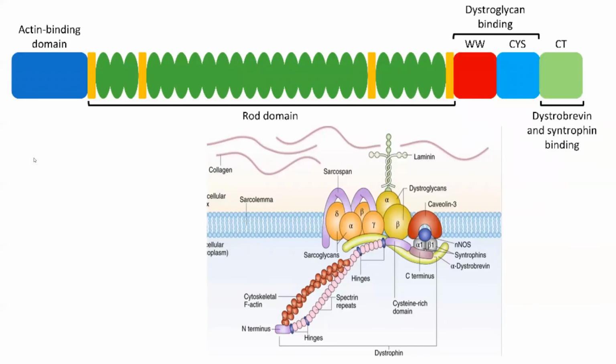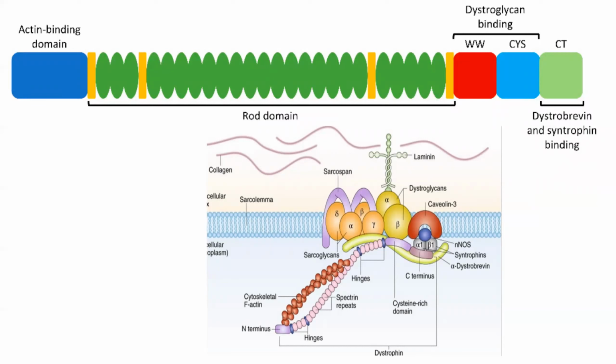So here, we're going to go over the top image first. It's going to be pretty much going over the domains for dystrophin. So the left side has the actin binding domain, and then we have the rod domain, the dystroglycan binding domain, and the dystrobrevin or CT domain. The actin binding domain is considered the N terminus. So the N terminus is where you bind to the actin. It establishes that strong connection to help with scaffolding.